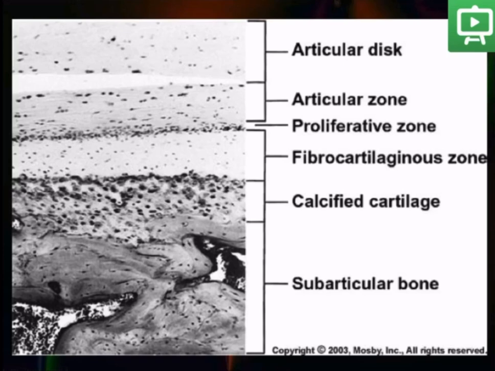Next is the proliferative zone in a child, or a cell-rich zone in adults, which is made of undifferentiated cells and mesenchyme, which replenish the cells in the upper and lower layers.